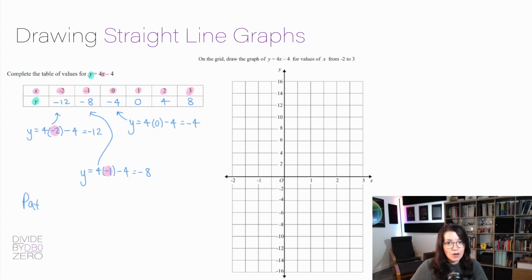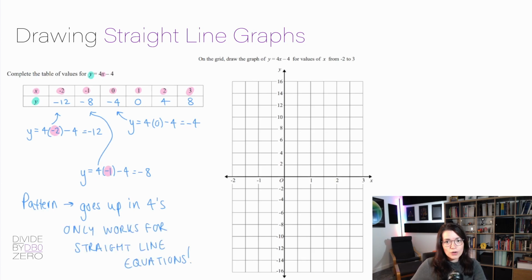The y values are in fact going up in 4s. That's useful to know, but be aware that this pattern only works for straight line graphs and straight line equations. Once you've got your table of values complete, you can use those values as coordinates on the graph.